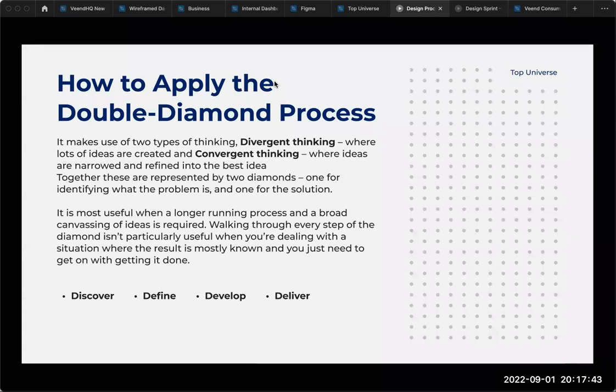It's most useful when running longer processes, where a broad canvassing of ideas is required. That's when you are working on a very long process compared to a design sprint. Working through every step of the diamond is not particularly useful when you are dealing with a situation where the result is mostly known. This is trying to tell you that design processes are used when you actually don't know where you're going, when you don't know what to expect. If you already know what to expect, then I don't think there's a need to do all these things.